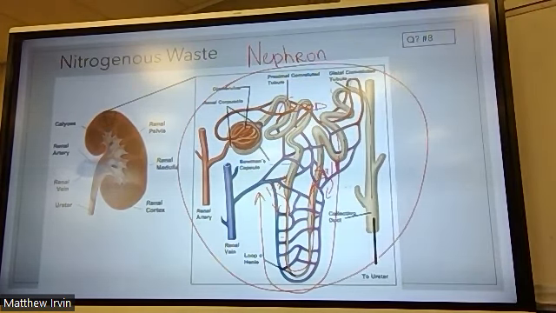All right, so you've got about 1 million nephrons in each kidney to filter your blood. So you do not die.